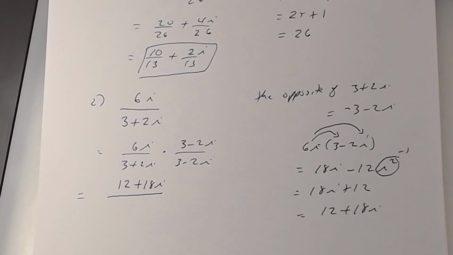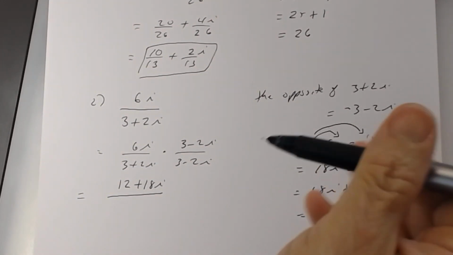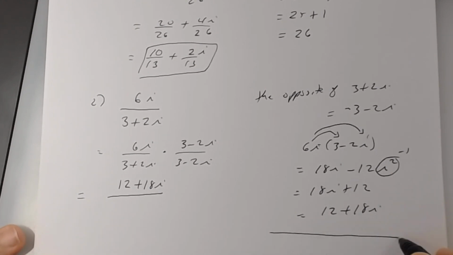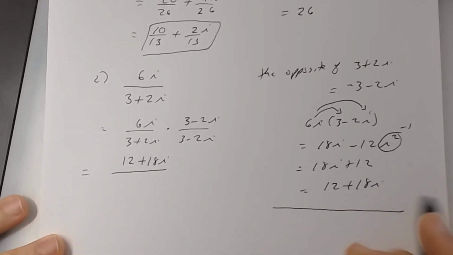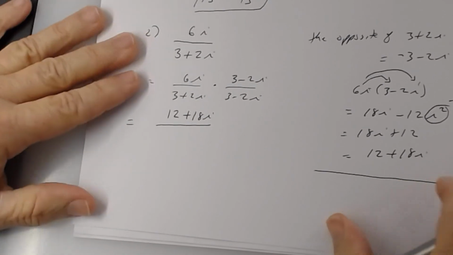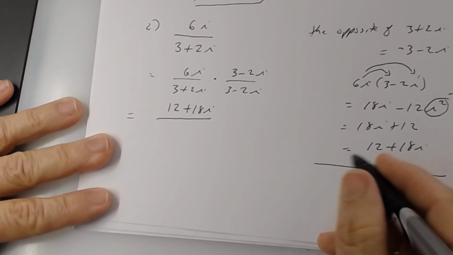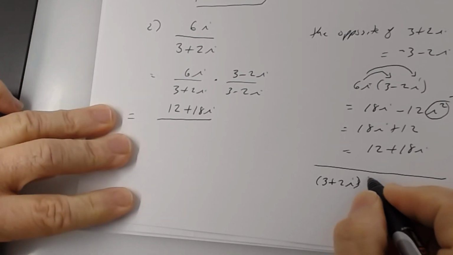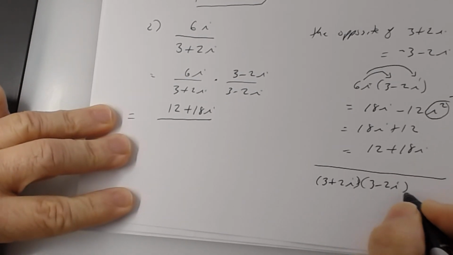Okay, now let's deal with the denominator. Same idea, you're going to multiply the denominators together, but what method are you going to use there? In the previous, we used the distributive property. Here I'm going to use what? FOIL. All right, so I get 3 plus 2i times 3 minus 2i.